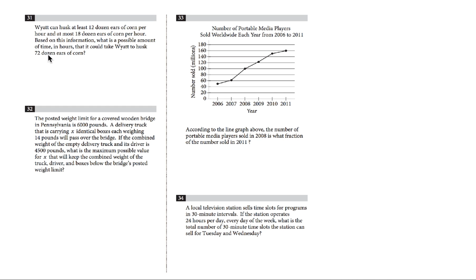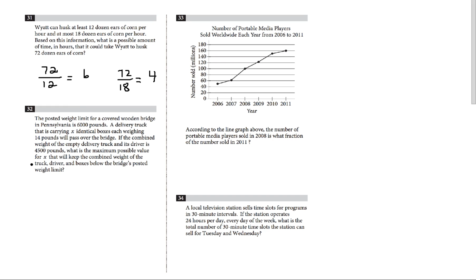Wyatt can husk at least 12 dozen ears of corn per hour and at most 18 dozen ears of corn per hour. Based on this information, what is the possible amount of time in hours that it could take Wyatt to husk 72 ears of corn? So he can do 12 dozen an hour, so we're going to take 72, and he can do 12 per 1 hour. So it could take him 6 hours, and he can also do up to 18 in 1 hour, so it could also take him 4 hours. So any number between 4 and 6 would have been correct for this problem.